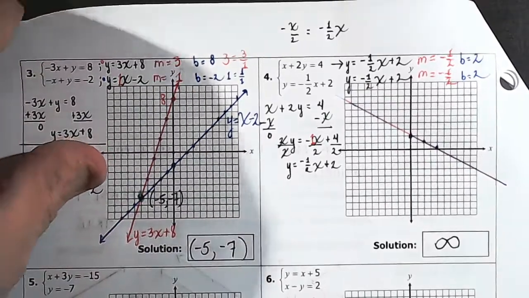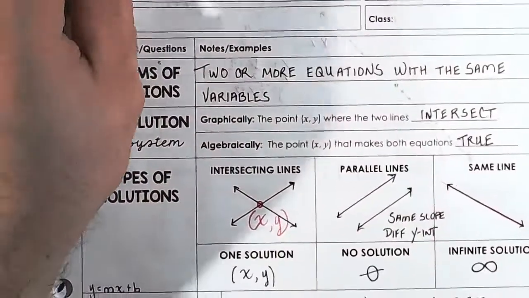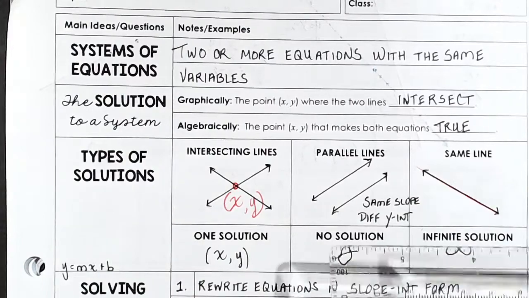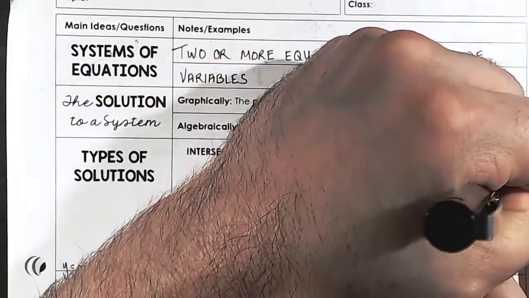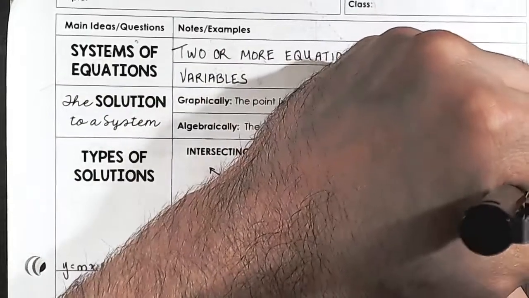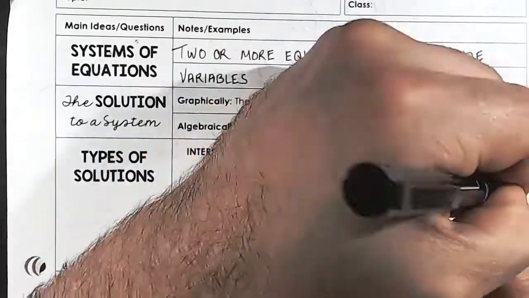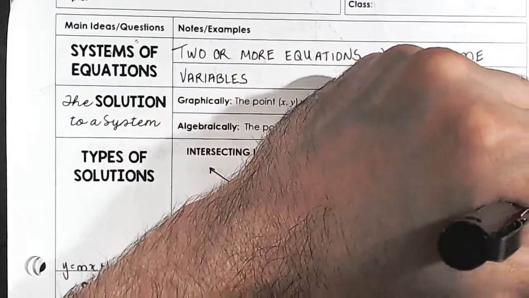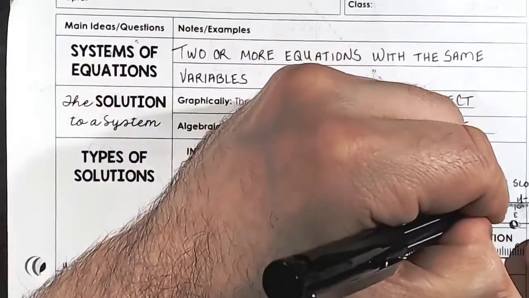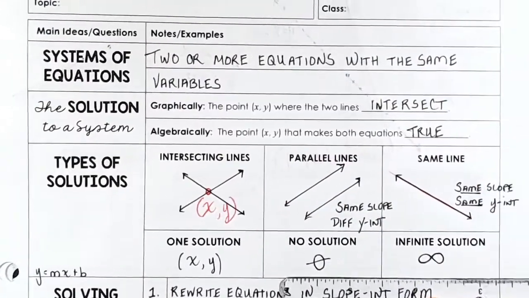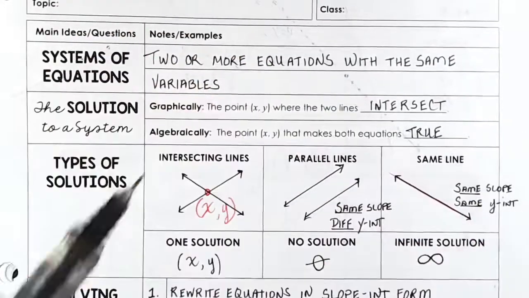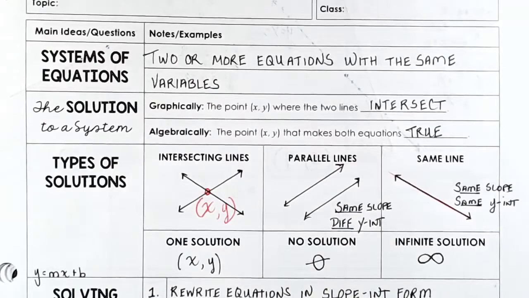That reminds me, back on the first page, I should go back here to the first page, and where we had this, it says same line, we should add in these things. It says same slope, same y-intercept. Okay, the important thing is that they're the same, both the same slope and the same y-intercept. And here for parallel lines, we had the same slope but different y-intercepts. So those are how you determine that.